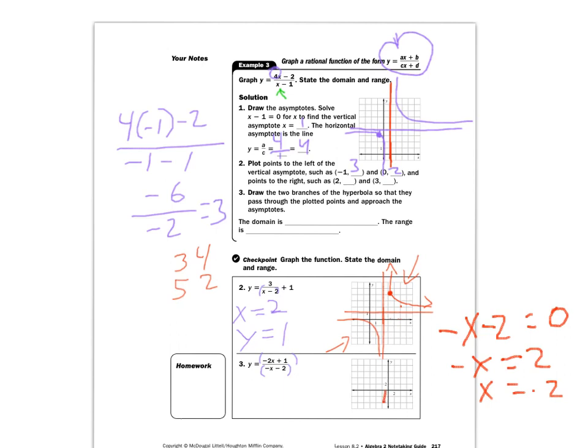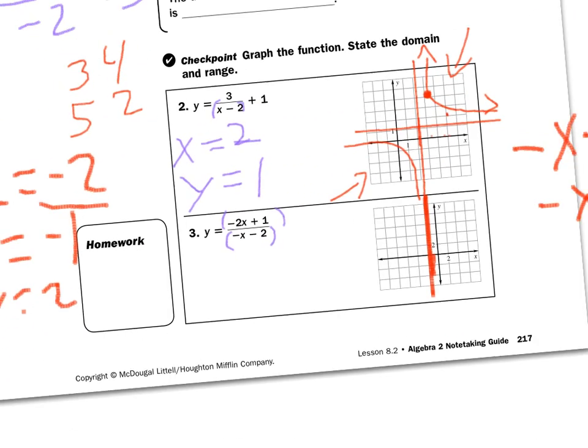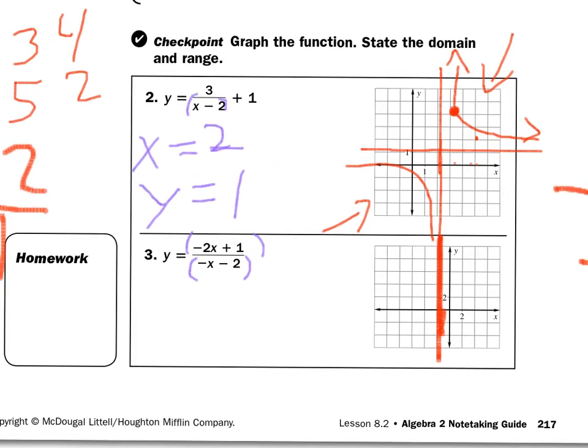So I know right away I have an asymptote at x equals negative 2. The other asymptote: what's my a? It looks like a is negative 2. What's my c? My c in this case looks to be negative 1. When I divide those, negative 2 divided by negative 1 is 2. So my other asymptote is at y equals 2.